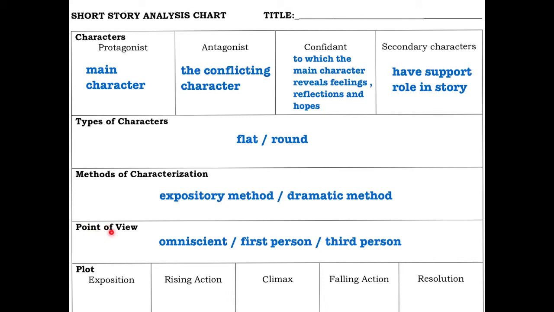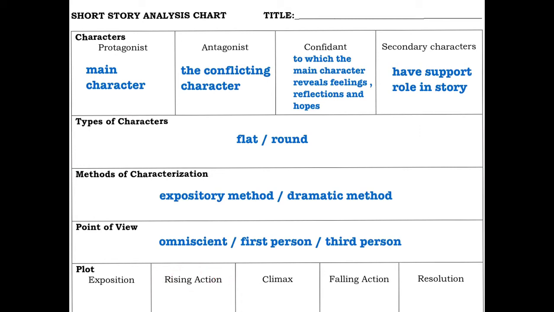The narrator's point of view was discussed in a previous video on literary elements, so I'm not going to go over them again. But remember the 3 points of view: omniscient, first person, and third person. The plot structure includes 5 terms that I will explain now. Exposition is the beginning of the story where characters are presented, and usually you have a quite normal situation.